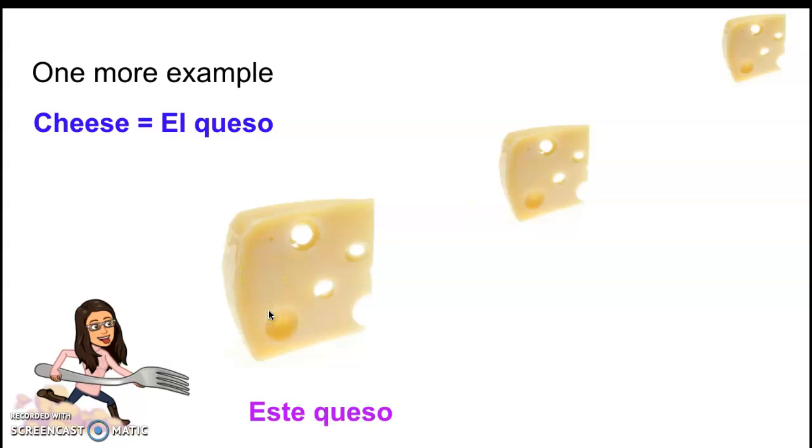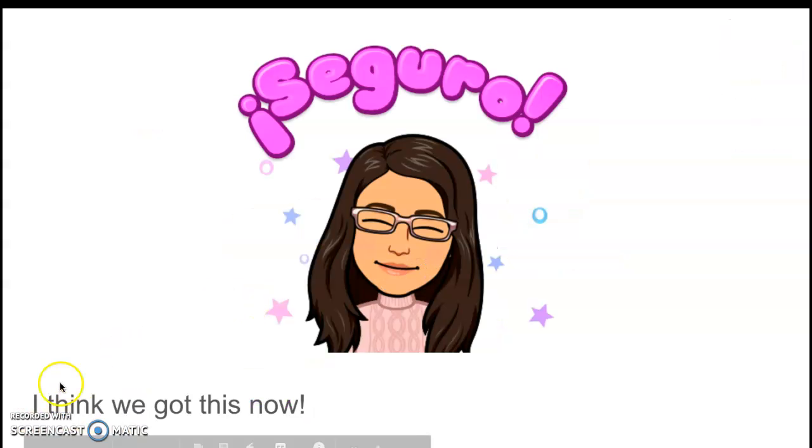So one more example. This time I have cheese. The word for cheese is el queso. So I ask myself, masculine or feminine? El queso is masculine, it has el. Singular or plural? One cheese, so it's singular. So the cheese closest to me would be este queso. Este, masculine singular. The one that's a little further away would be ese queso. And then the one that's farther away would be aquel queso. And that's it.